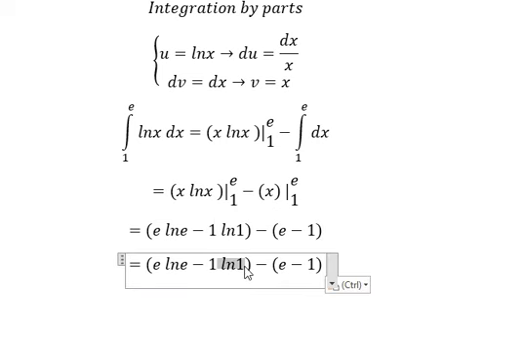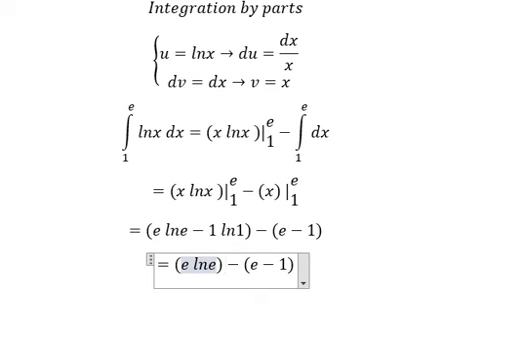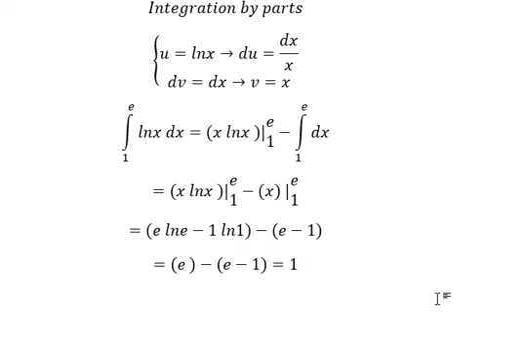At 1, you get 0, and now we have it like this. At e, we have 1. So e minus e, they cancel. Negative and negative, we have positive, and we have positive 1. This is the end.